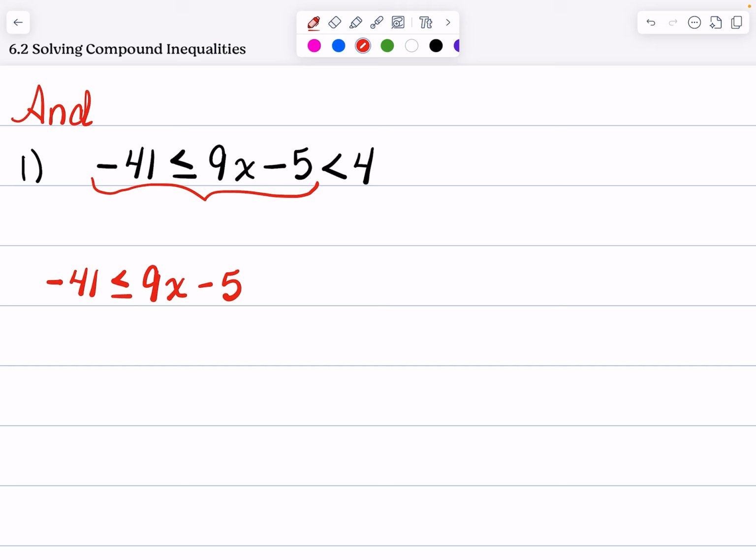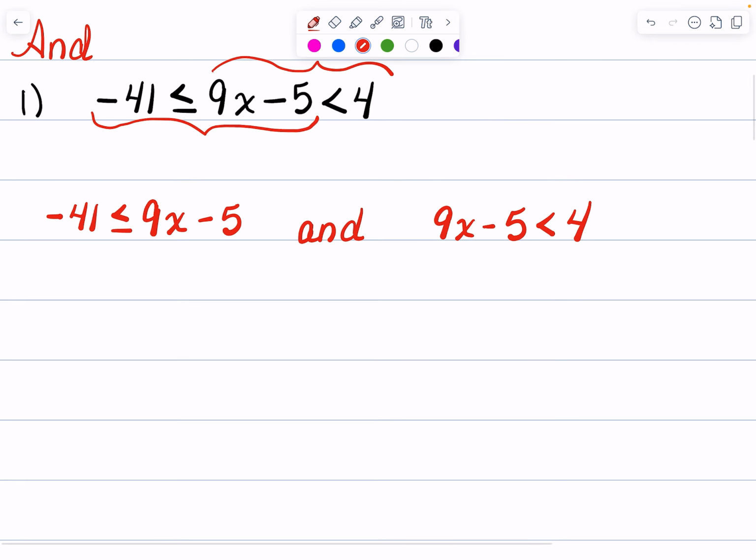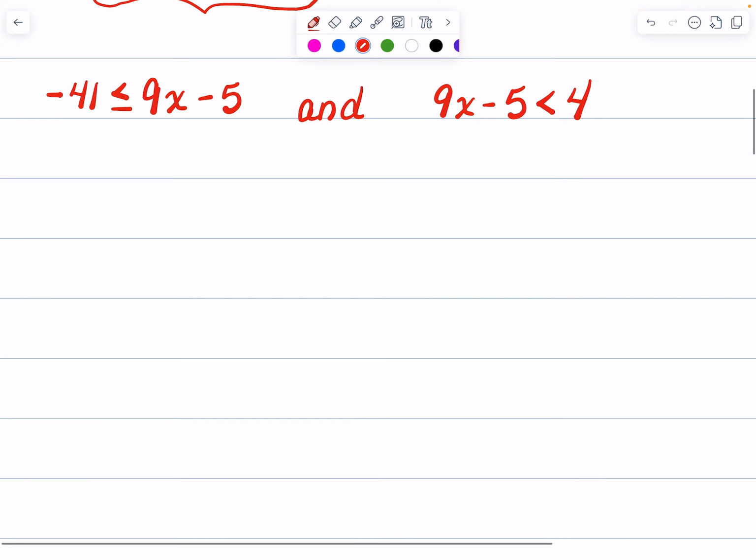Now my second inequality as well includes the 9x minus 5, but it is going to be this information here. So then I have 9x minus 5 is less than 4. Now, please remember this is an and situation, which means the number needs to be between whatever these 2 values of x are. So let's go ahead now that we've got this split up, and work on solving these for the variable x.